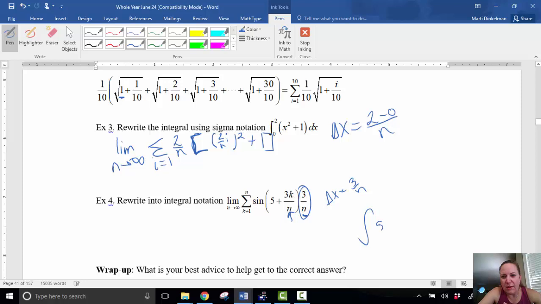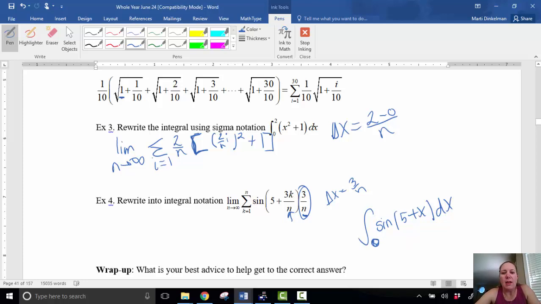we could do it a couple ways. Our function could be sine of 5 plus x dx. And now we have to figure out from where to where, okay? One of the things I like to think about is what happens with the ending points here. If we're starting here and that 5 is part of our function, then our first delta x must have been just shifted over from that. So it must have been from 0, and there's lots of ways to think about how that's going to work.